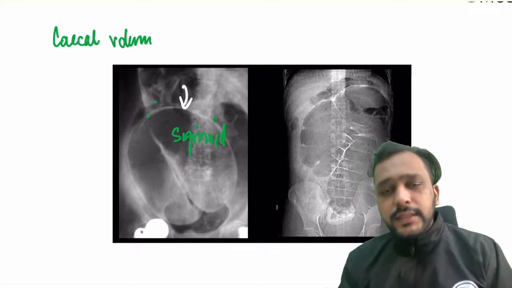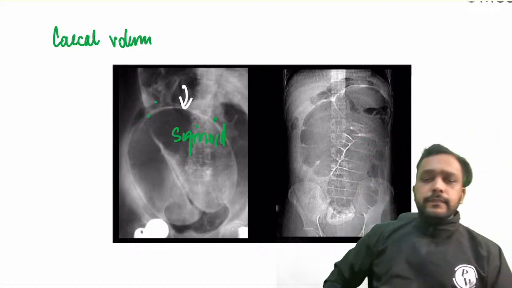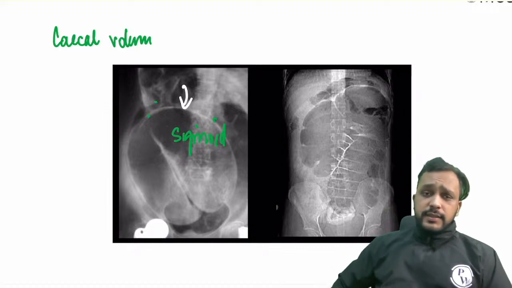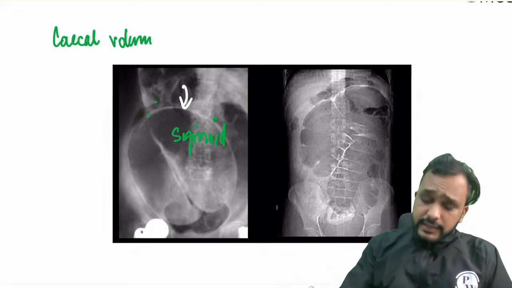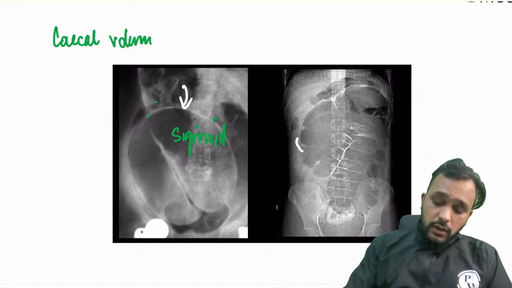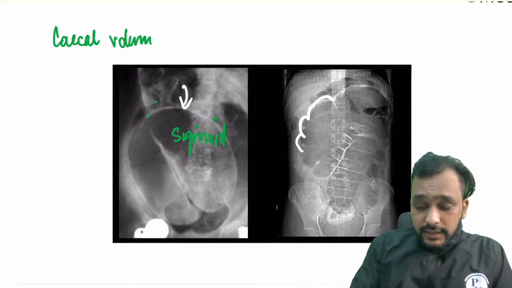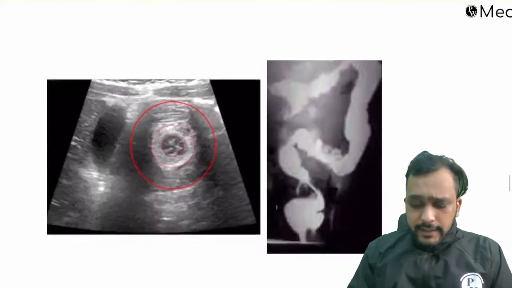Haustrations are absent in the sigmoid volvulus, whereas in cecal volvulus you can see haustrations are present, and it is pointing towards the left upper part of the abdominal cavity, right?